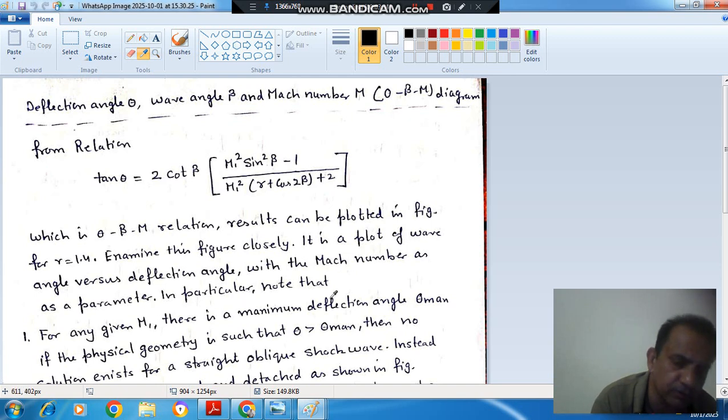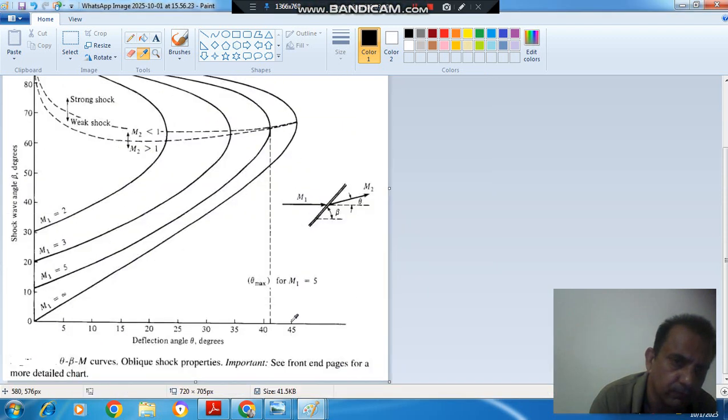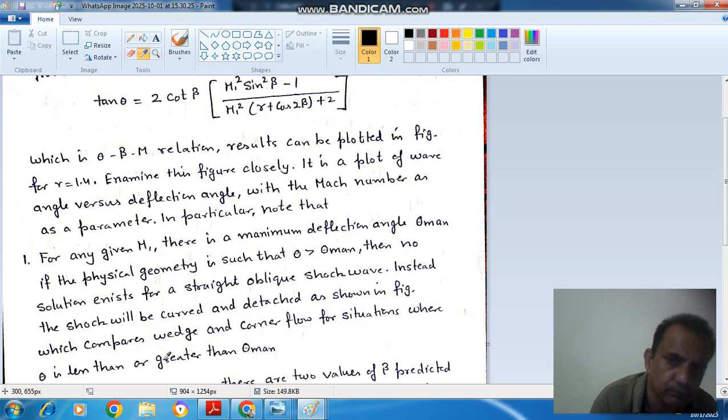This is about the diagram, and now the analysis. The first point is that for any M1 there is a maximum deflection angle, theta max. If the physical geometry is such that theta is greater than theta max, then no solution exists for a straight oblique shock wave. Instead, the shock will be curved and detached, as shown in the figure.